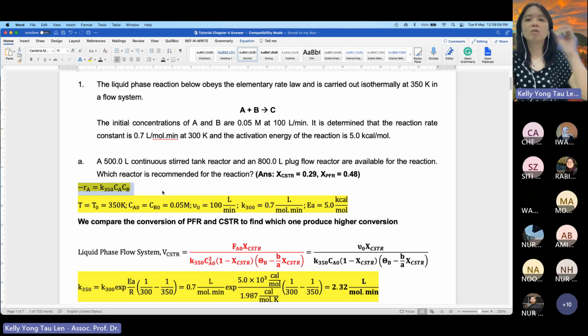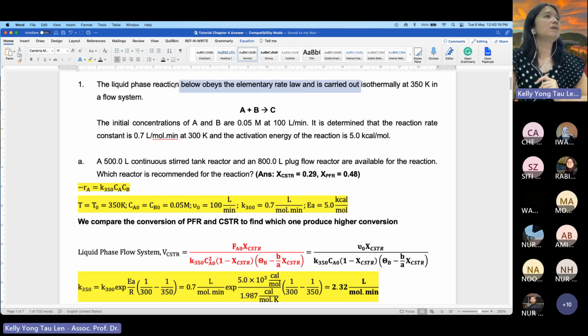Kan saya pernah remind, equation tu bergantung kepada three things. Types of reactor, the phase, gas atau liquid, dan rate law dia. Rate law berbeza, equation yang digunakan akan berbeza. Okay, so kita dah establish rate law dia. Dan dia kata, carry out isothermally at 350 Kelvin.